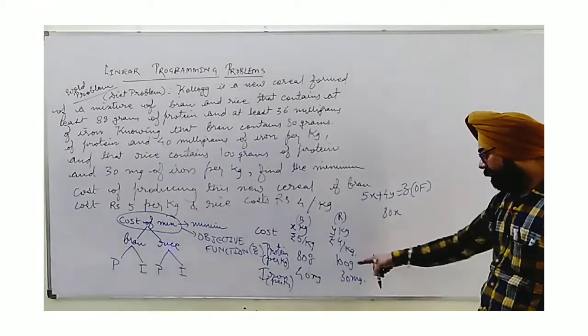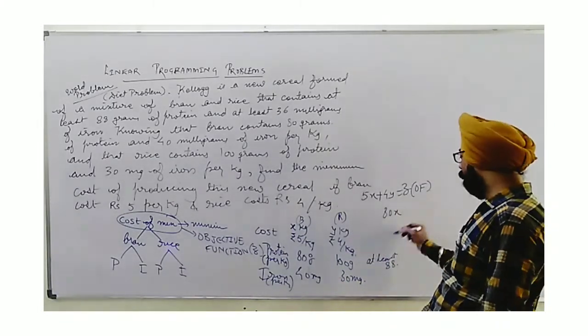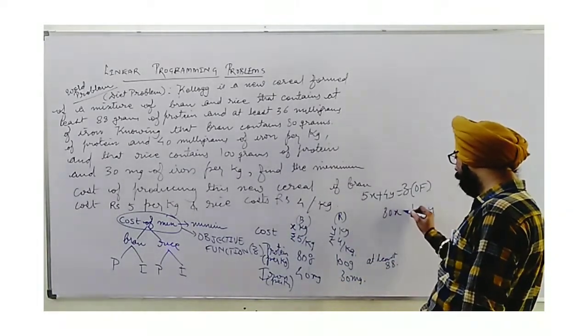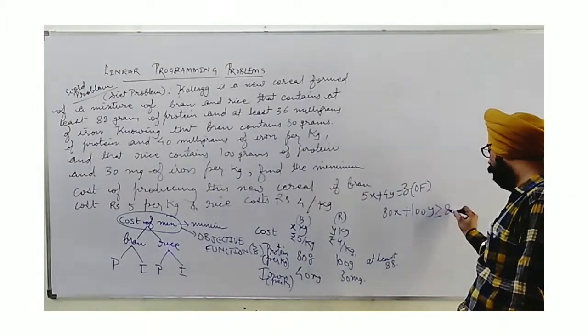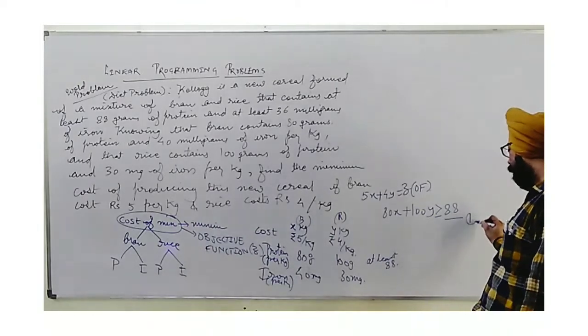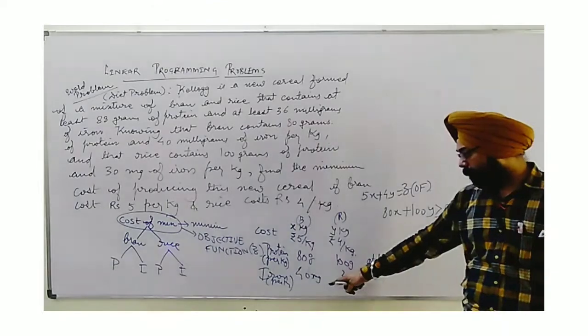And for rice, 100 gram is given in 1 kilogram. For y kilogram, the quantity of rice becomes 100y. Its total should be at least 88, meaning greater or equal to 88. This makes equation number 1. Further we go. Similarly we can form it for iron.